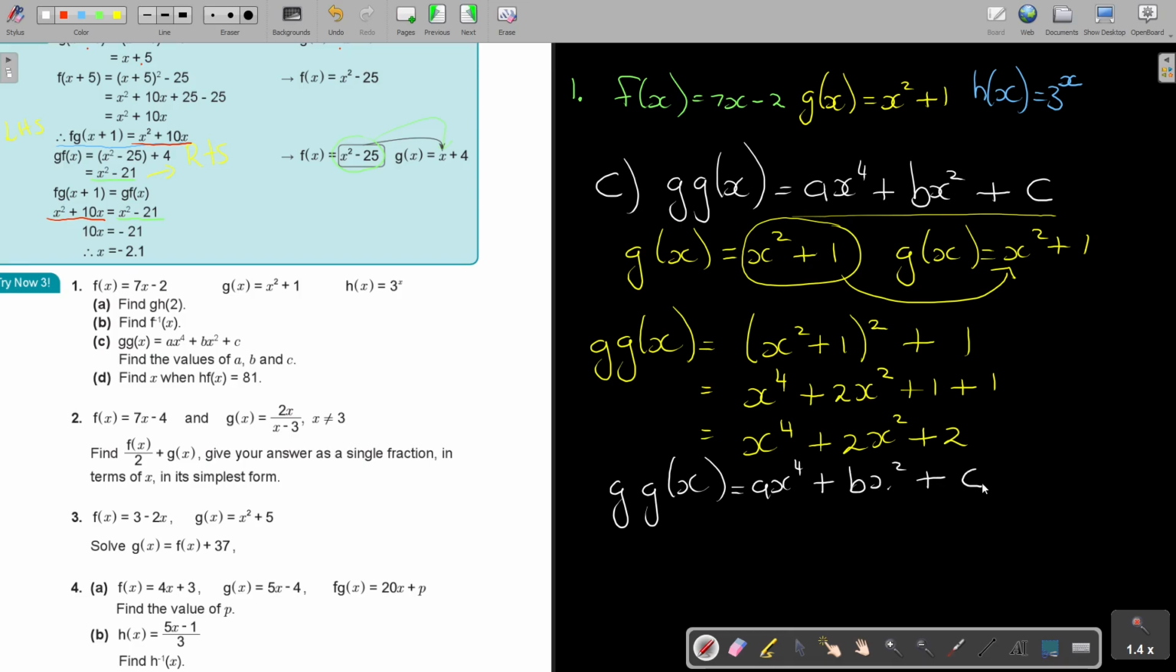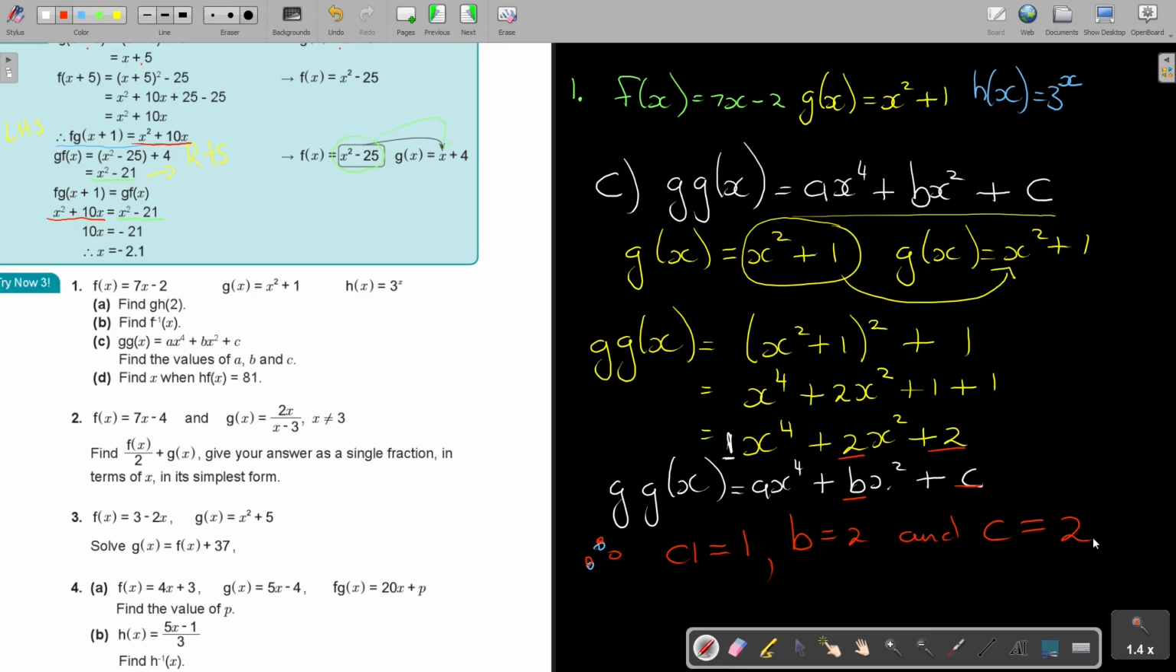So if I compare, I can see there's a 1. Therefore, I'm just going to use red. So therefore, the value of a is 1. The value of b is 2. And the value of c, there you see it, the value of c is 2. And that is my final answer.